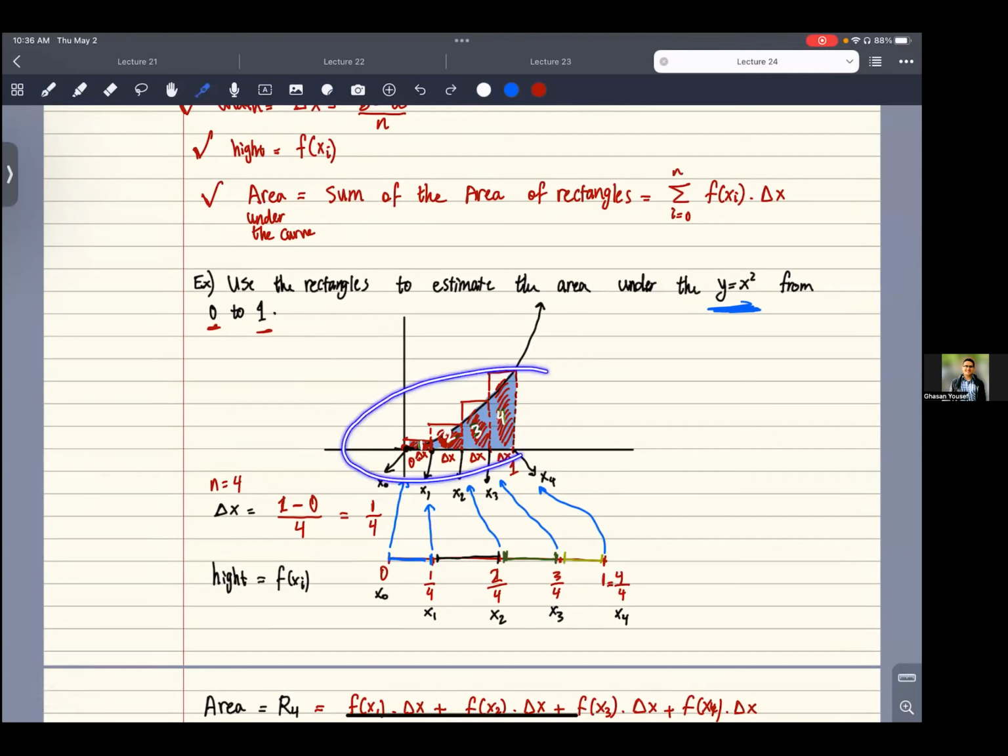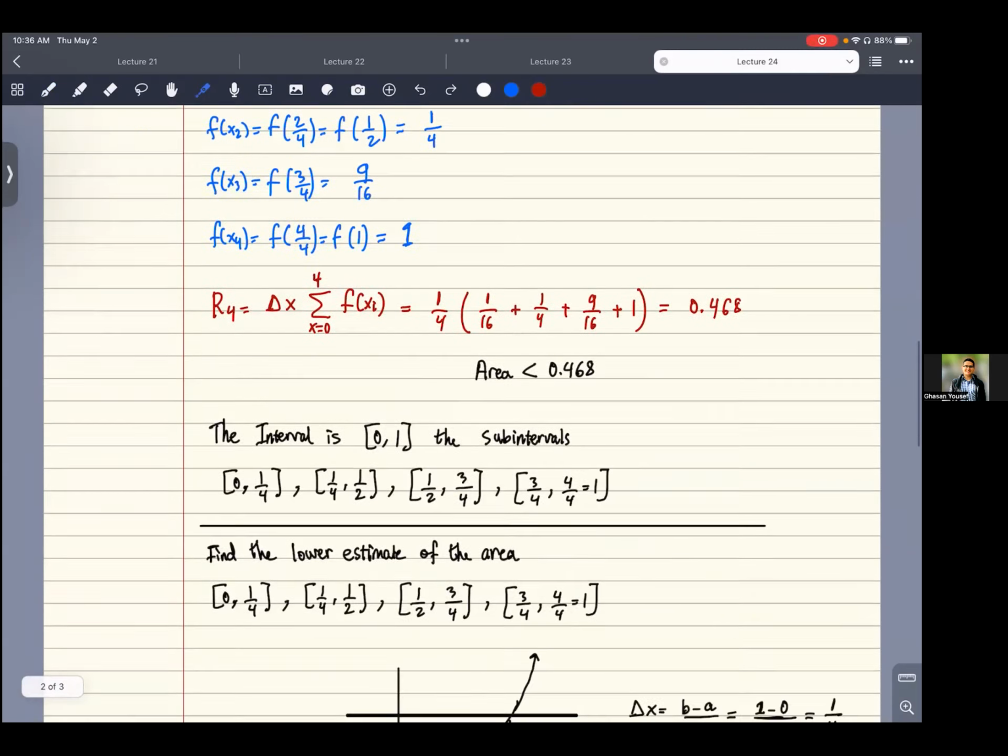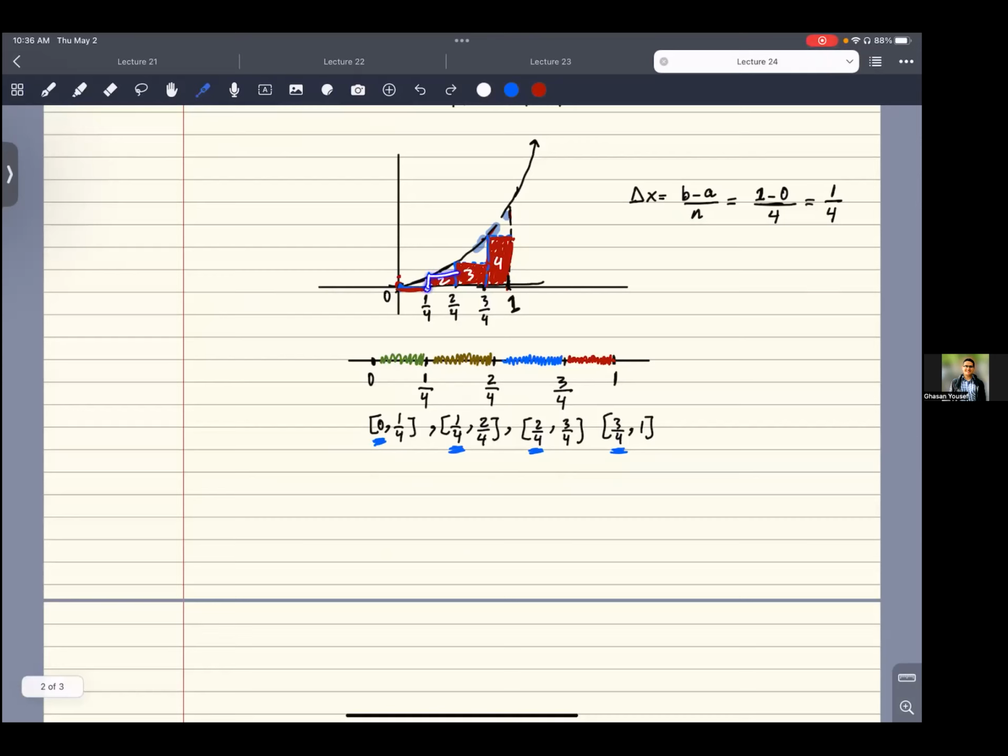For the rectangles, we're using here the right endpoints. Up to this point, I use the right endpoints. Up to this one, I use this one. At this one, I use this one. But here, the difference, at this point, I use the second side. At this point, I use this one.